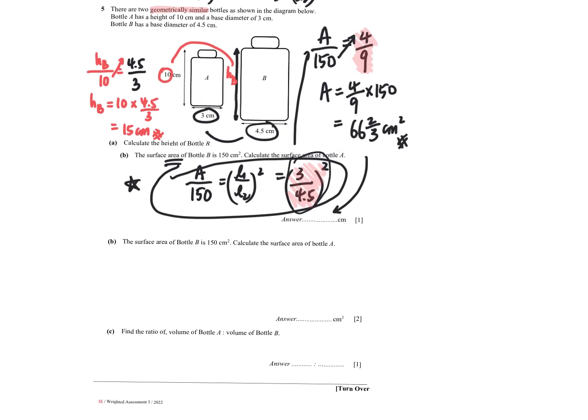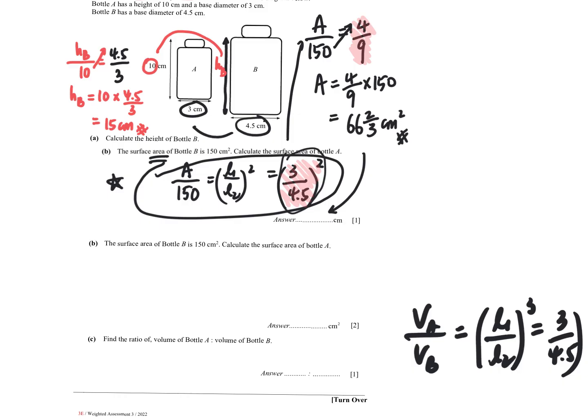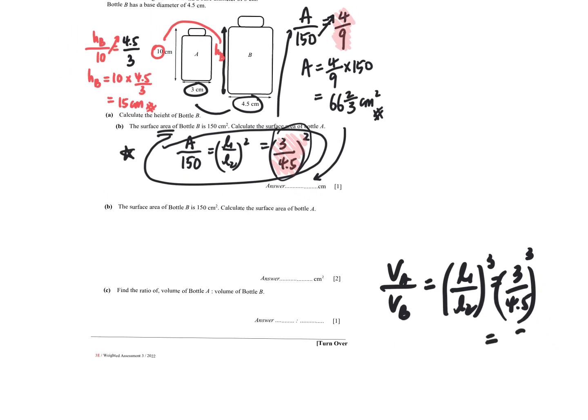Okay, volume is easy. VA and VB is L1 over L2 cubed. So I already know the ratio is this, just cube it. So what is it? 8 and 27, is it? So 8 is to 27. That's all.